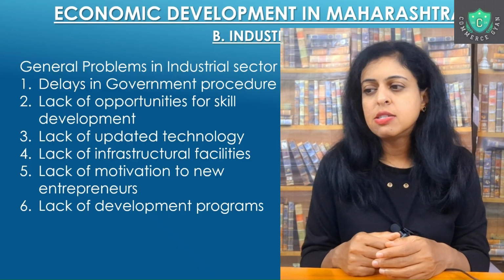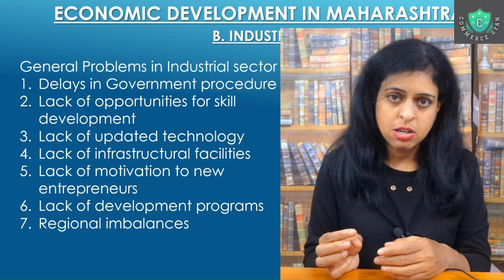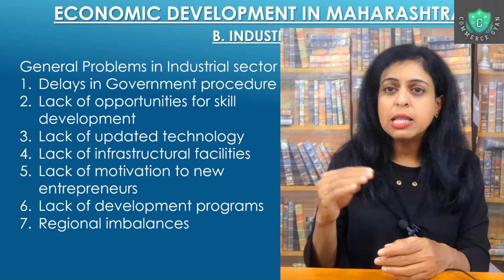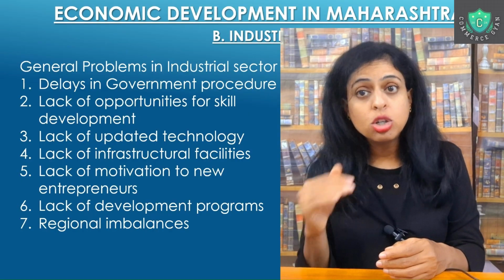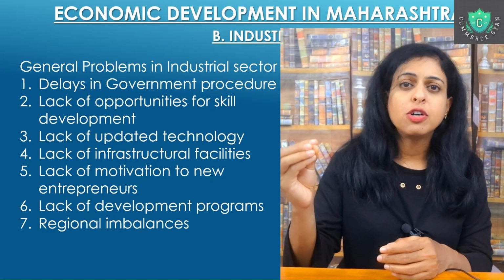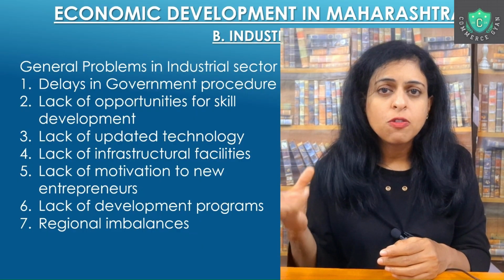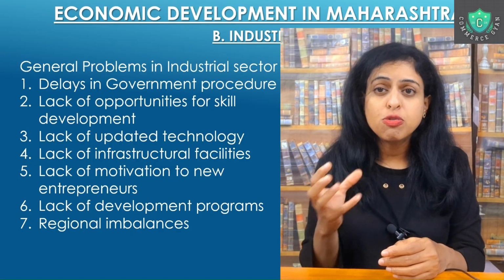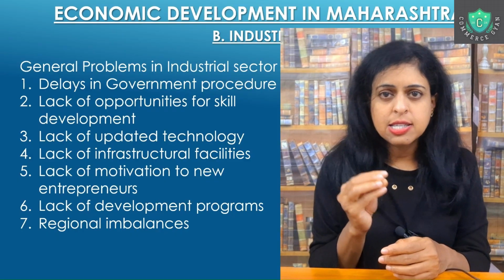Then the last one in these general problems in the industrial sector was regional imbalances. Now, suppose you're talking of the Mumbai area. Mumbai was at the peak of infrastructure, benefits, quick access, everything, good manpower. But if you're talking of other smaller towns, let's say a region like Satara, they didn't have that much of the benefit. So this is where regional imbalances were there, and because of which overcrowding also takes place in urban regions, which are few cities in this entire state.